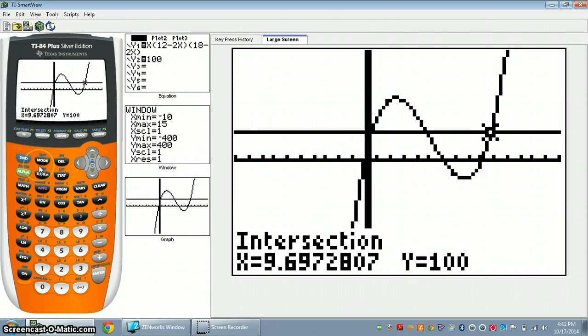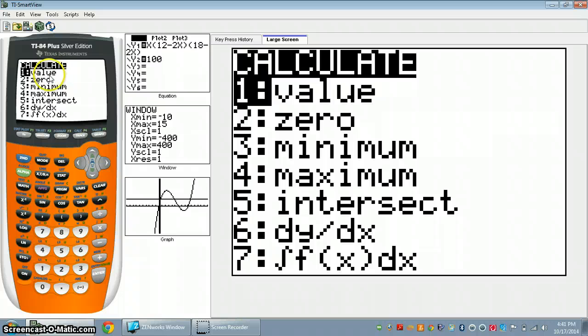So those are the key features that we used in class today, all of which are found under second trace. We found value, we found zero, and you can find minimum, maximum, and intersect. And we're going to continue to use those in our journey through Chapter 3, as well as throughout the rest of the year.